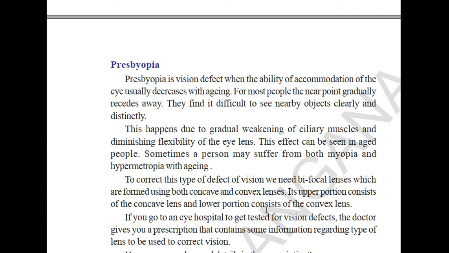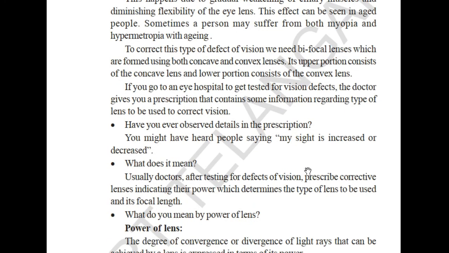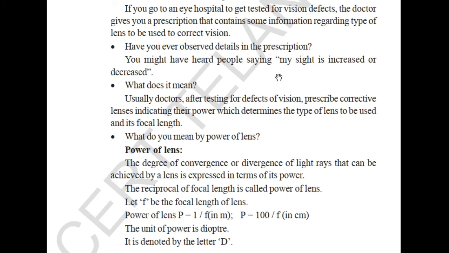That means if he cannot see far, the upper part of the lens is used. The lens is divided into two parts. The upper part will help him to see the far objects, and the lower part will be helping to see the near objects. Okay, so presbyopia. These are nothing but the three defects.